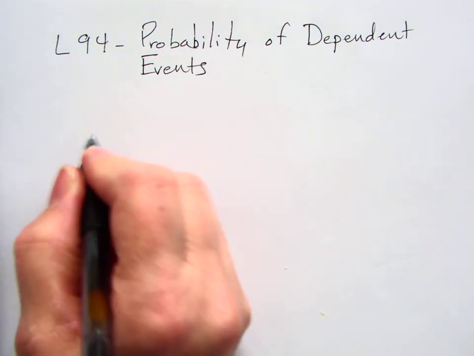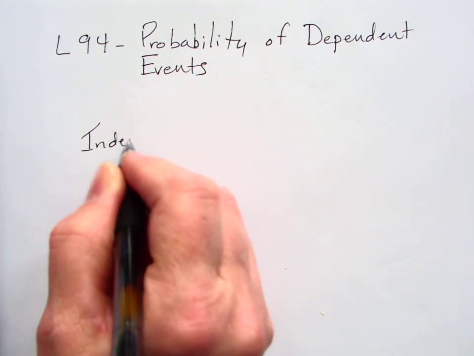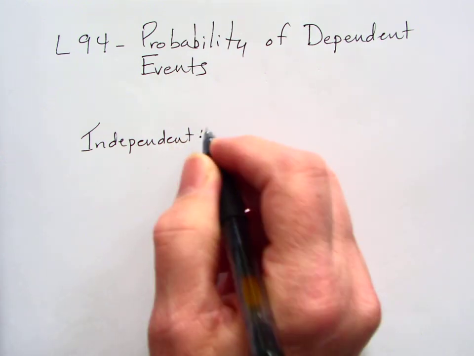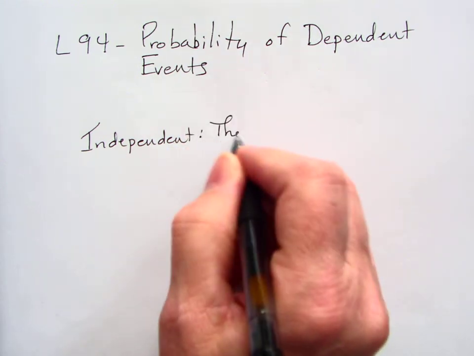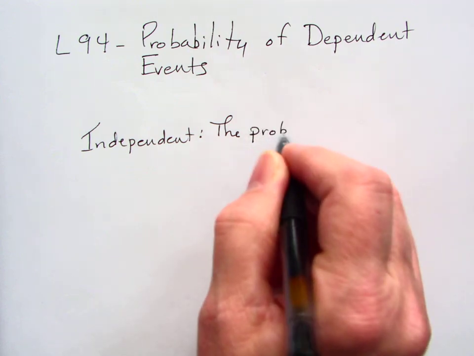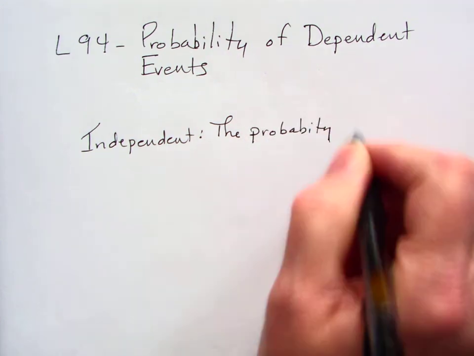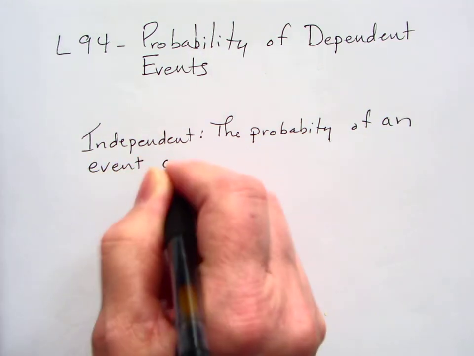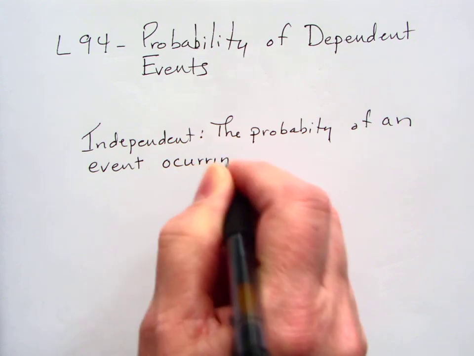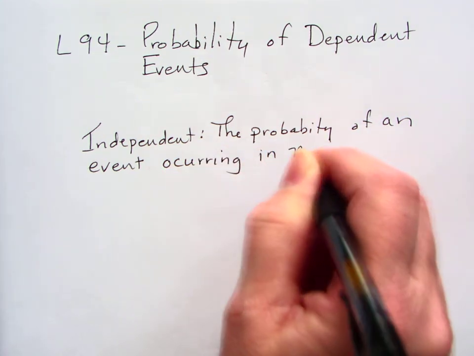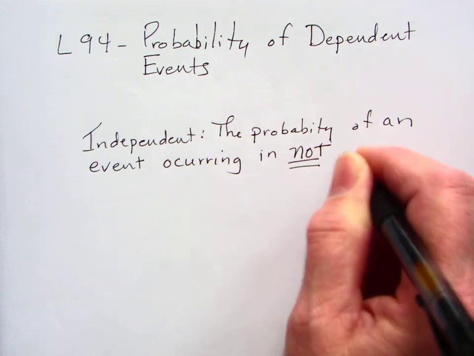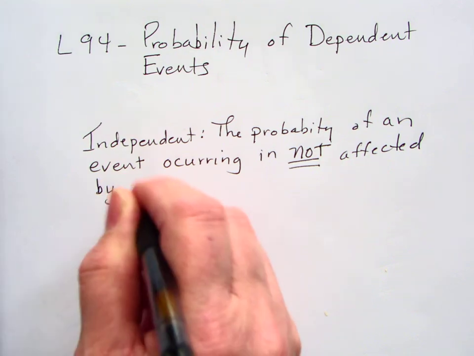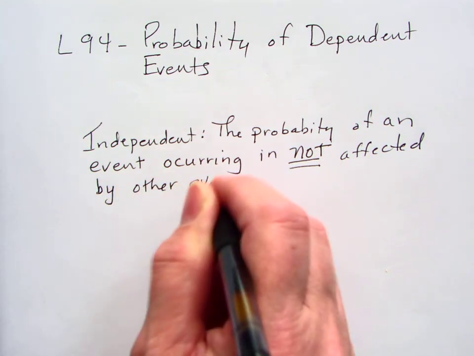Quick definition for independent, which I've already kind of said, but I just want to have it in your notes. For independent probability, the probability of an event occurring is not, capital N-O-T, affected by other events. Okay, and you'll understand that in just a minute.